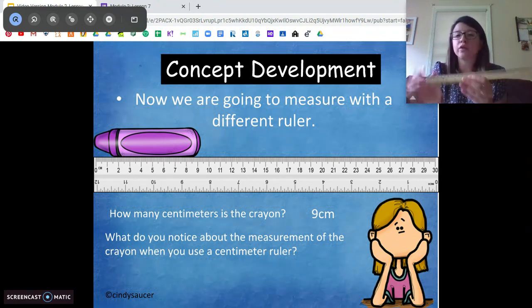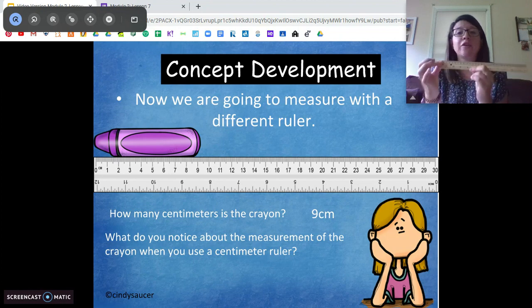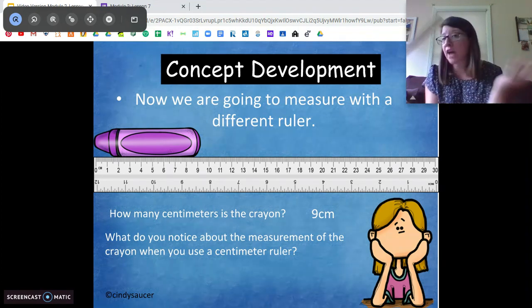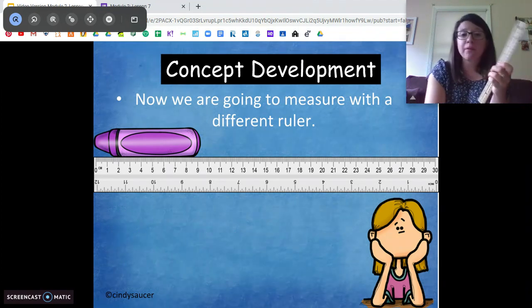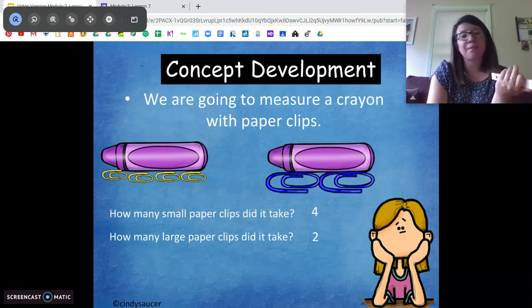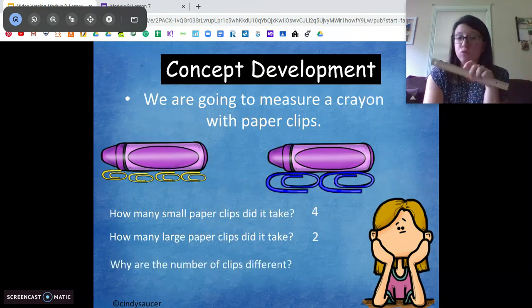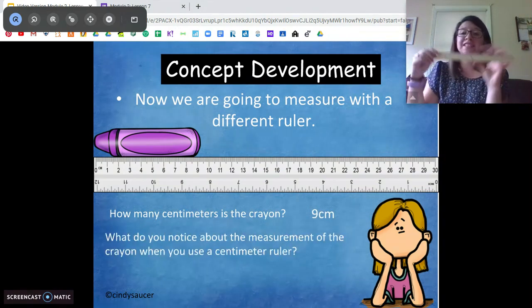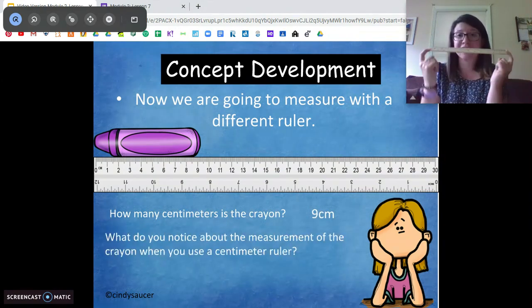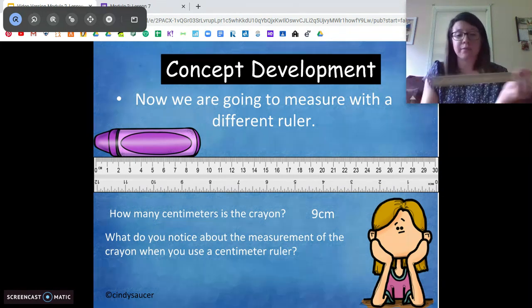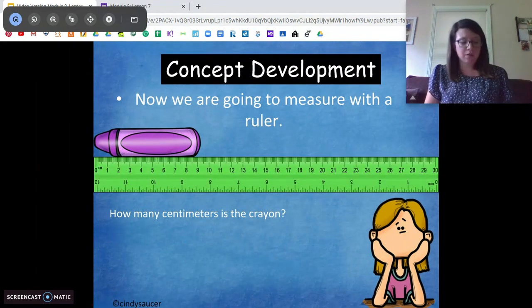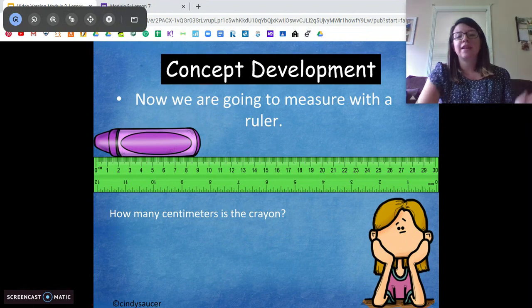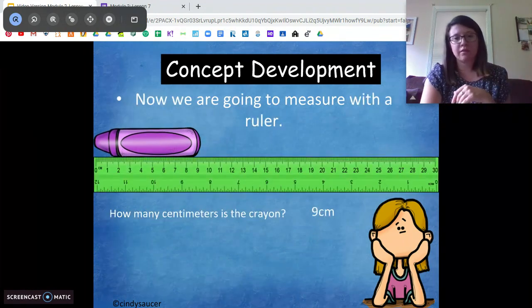So, a ruler or a centimeter is a standard unit of measurement. It's not going to change. Different from paper clips, because paper clips come in all different shapes and sizes. Rulers and centimeters do not. So a ruler is a standard unit of measurement, whereas a paper clip or a marker is a non-standard unit of measurement.